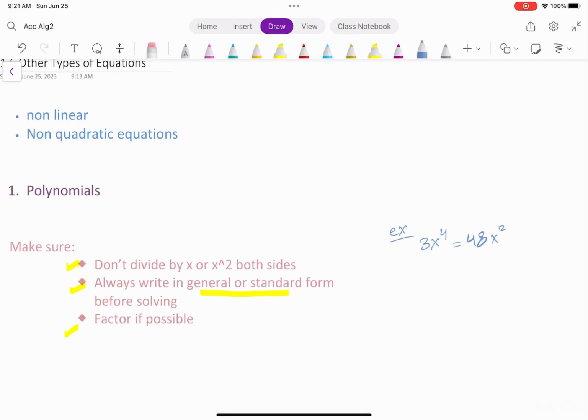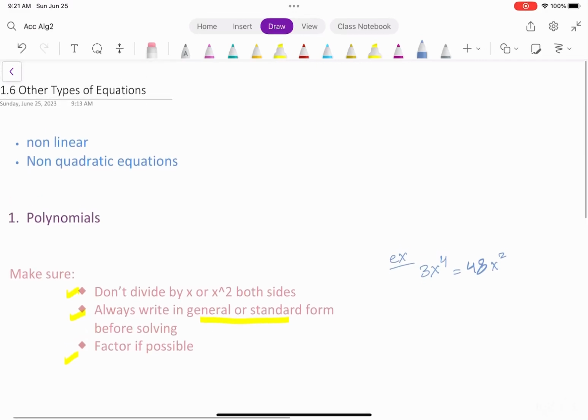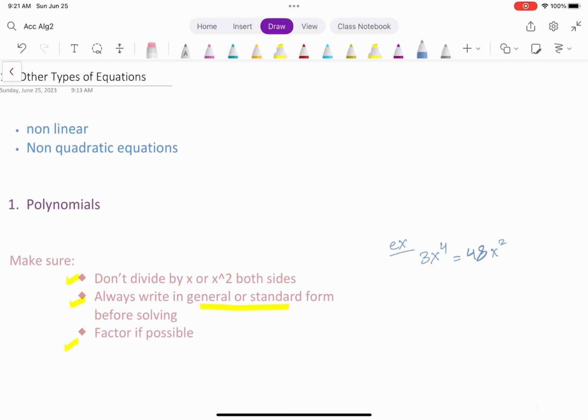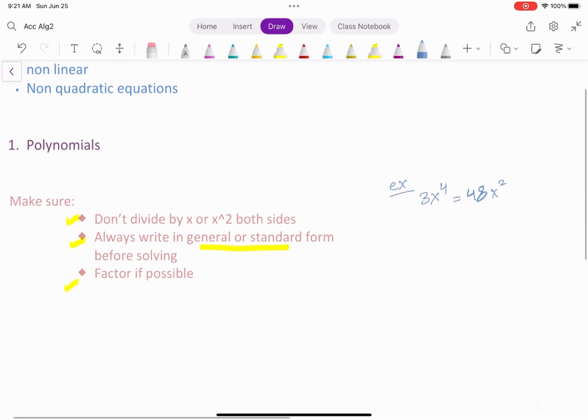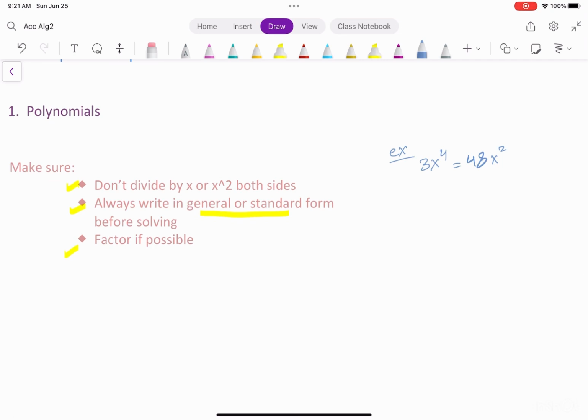Welcome back. Today we will be talking about other types of equations, for example, the non-linear and the non-quadratic equations. When we are talking about the non-linear, we will be talking about the polynomials, and it will involve the quadratic and the cubic. So few things to remember: don't divide both sides by x or x squared, write it in the standard form, and factor it if possible.